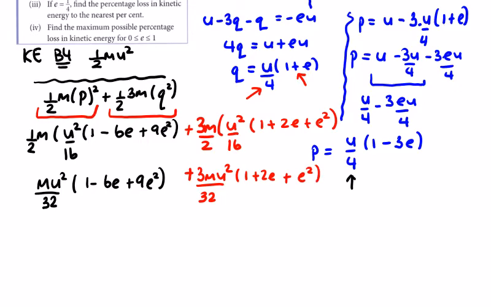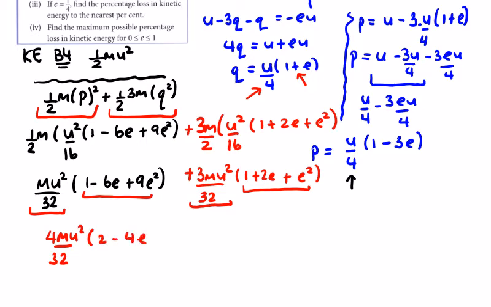Tidying this up, I have mu squared over 32, and I have 3mu squared over 32, so that gives me 4 of them. So I have 4mu squared over 32, and I'd have to add this guy and this guy to see what we're multiplying them by. So that's going to be by 1 and 1 is 2, minus 6e and plus 2e is minus 4e, and I've got 9e squared plus e squared, which is 10e squared.